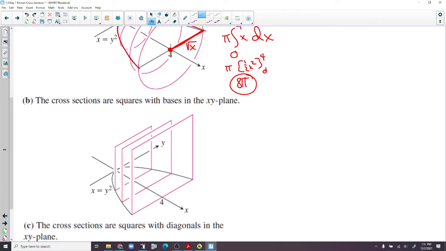What would the cross-sectional area be for B? Trying that. Here, I'll start you out. A of x equals side squared. What would I write next? Go. What do you think?